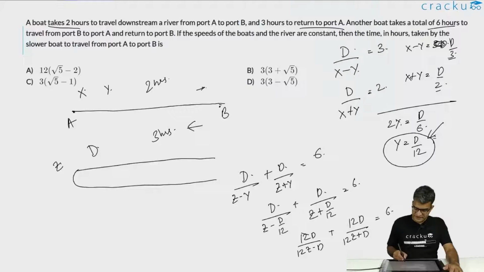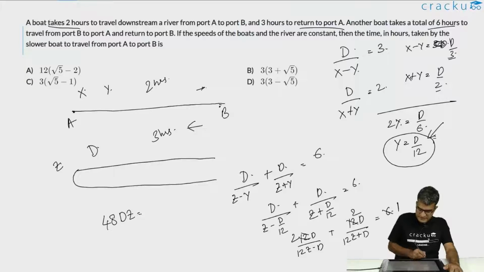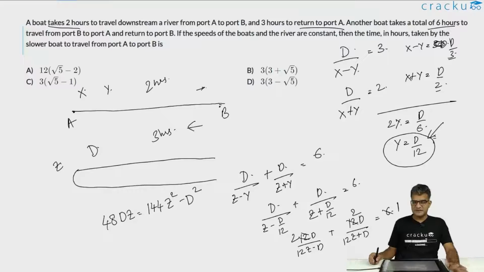We can divide the entire equation with 6. So this is 1, this is 2D, this is 2D. So what we are going to get if you cross multiply is this will be 48 dz is equal to 144 z square minus d square. This is the equation that we have. Let us try to calculate the value of z in terms of d.